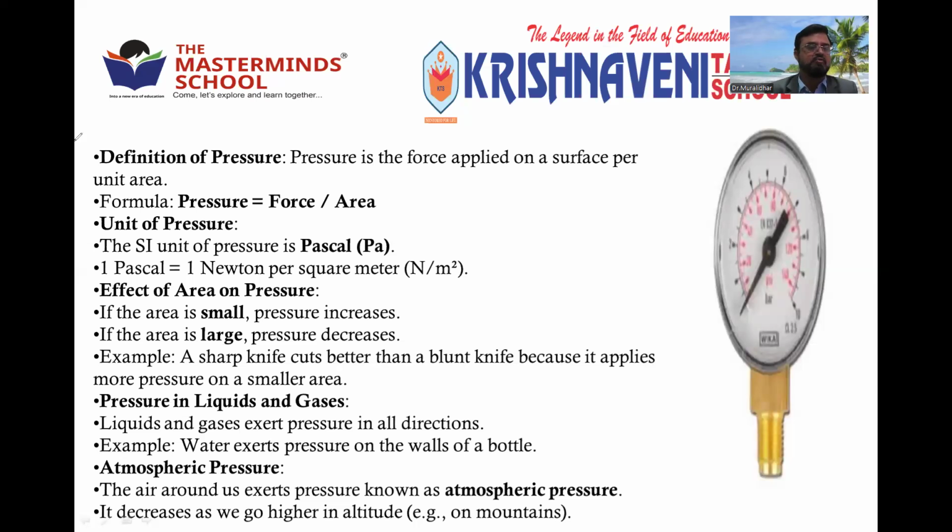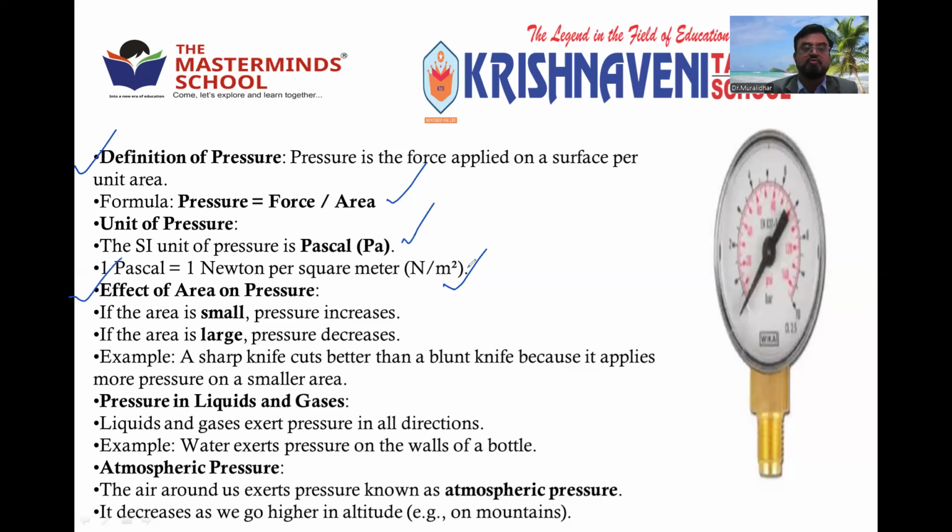First, what is pressure? Pressure is a force applied on a surface per unit area. So the formula: pressure is equal to force by area. Then units of pressure. The SI unit of pressure is Pascal, and 1 Pascal is equal to 1 Newton per meter square, because force by area: force is Newton, area is meter square. Right? Clear? That is about the pressure.